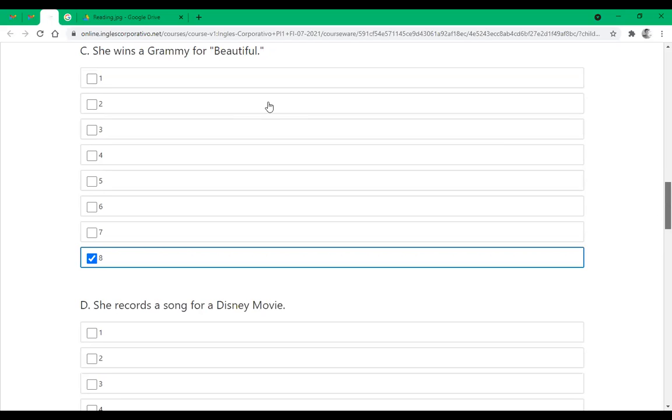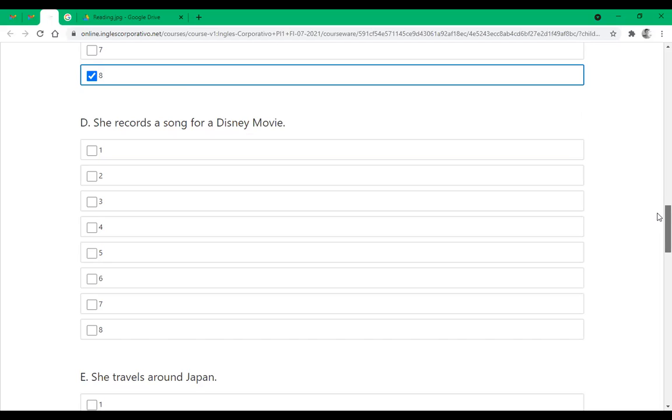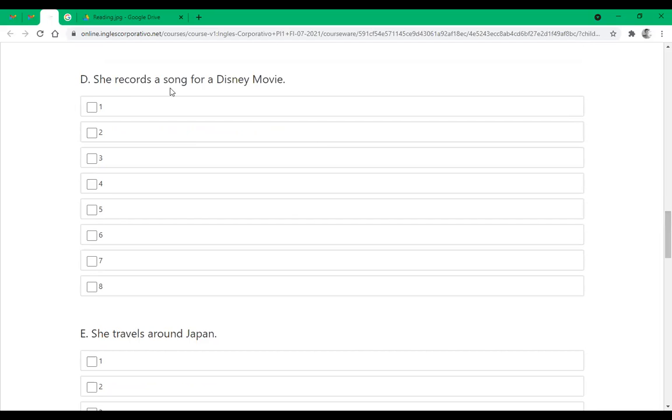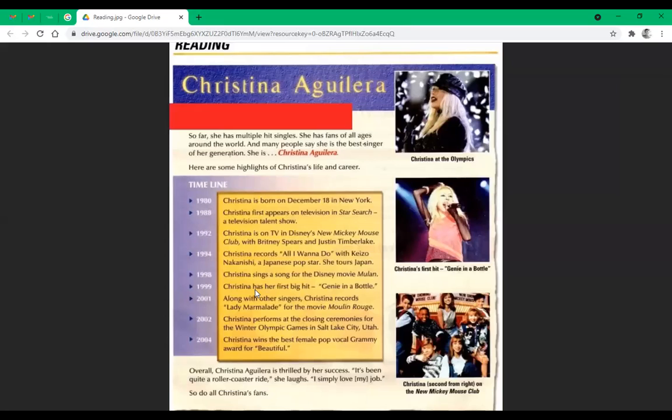Which one? The letter C? Yes, this is letter C, number 8. Okay, the letter D, she records a song for a Disney movie. Where does... It's 5. 1, 2, 3, 4, 5. She records a song for a Disney movie. Okay, here it is: Christina sings a song for the Disney movie Mulan. It's number 5.